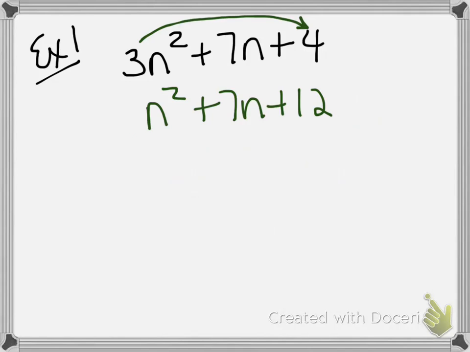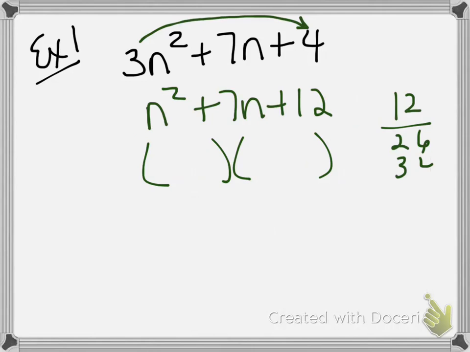Now, this problem looks like everything did in lesson 4.3. So I can say to myself, what multiplies to give me 12 and adds to give me 7? It could be 2 and 6, or it could be 3 and 4. 2 and 6 don't give me 7, so it has to be 3 and 4. So I'm going to do n plus 3 and n plus 4, because 3 times 4 is 12, and 3 plus 4 is 7.